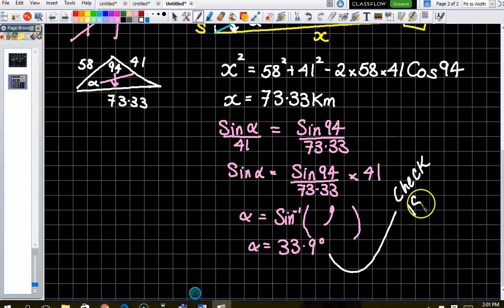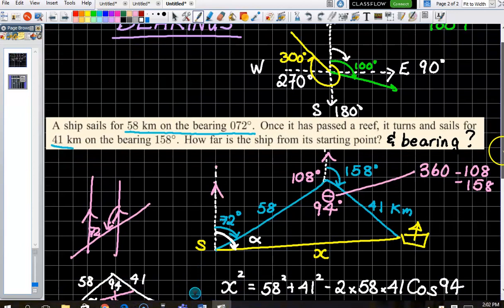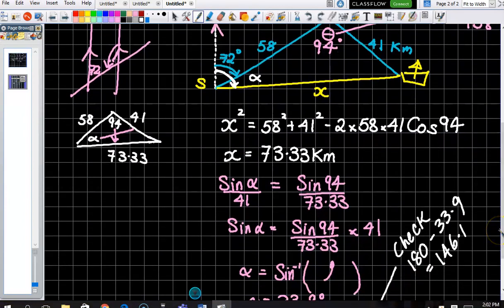So check for ambiguous. We go 180, take 33.9, and again I'm saying this for when we have just normal triangle questions. You would not do this in a bearings question, right? I'm just doing it to remind you. So we're nearly done. 180 take 33.9 is 146.1. And you go back and check your answer here. What is 146 plus 94? Is that possible? No. So no way can we have an ambiguous case. All right. Last bit.